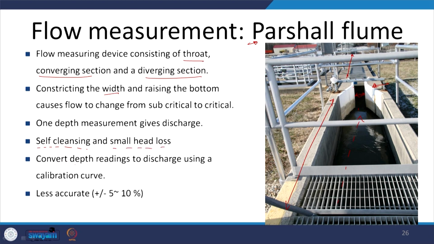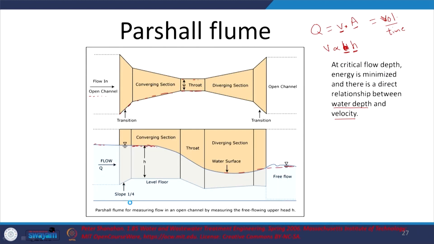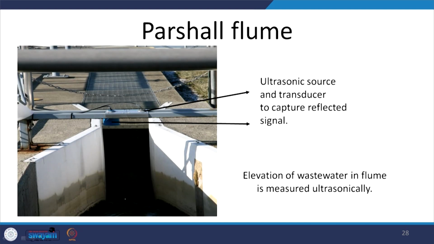And we are going to convert the depth readings to discharge using calibration curves. It is not greatly accurate, but it typically does the job within this level of accuracy. Flow is coming in, and here is where we have the critical flow conditions, and you are going to measure the head here, relate that to the velocity and get the flow rate. Here, how are people measuring the head or the depth, pardon me?